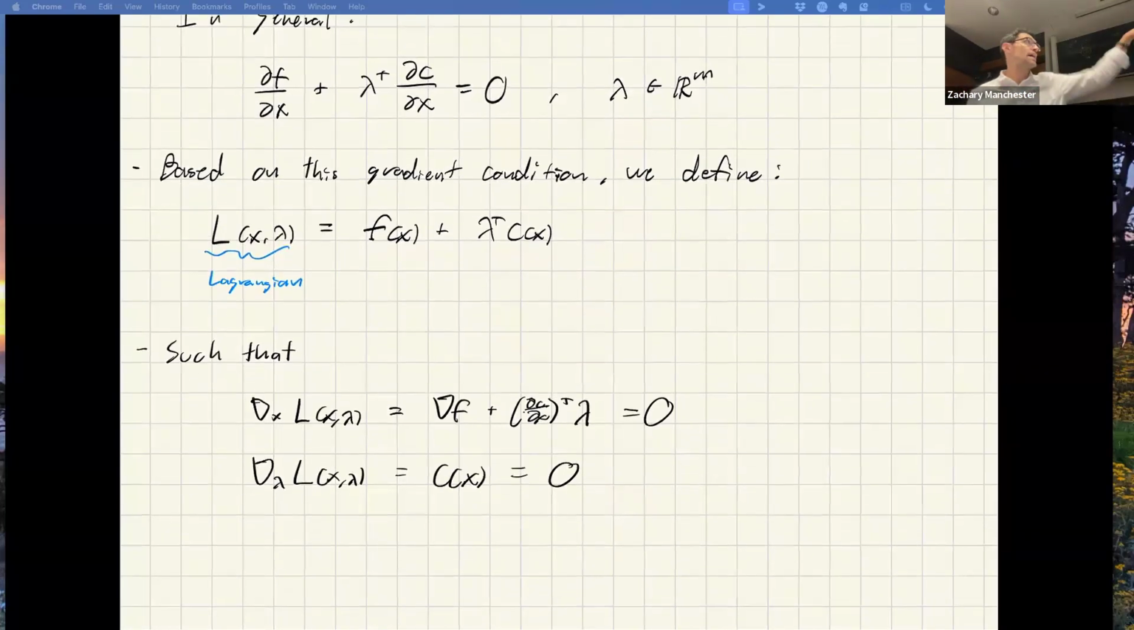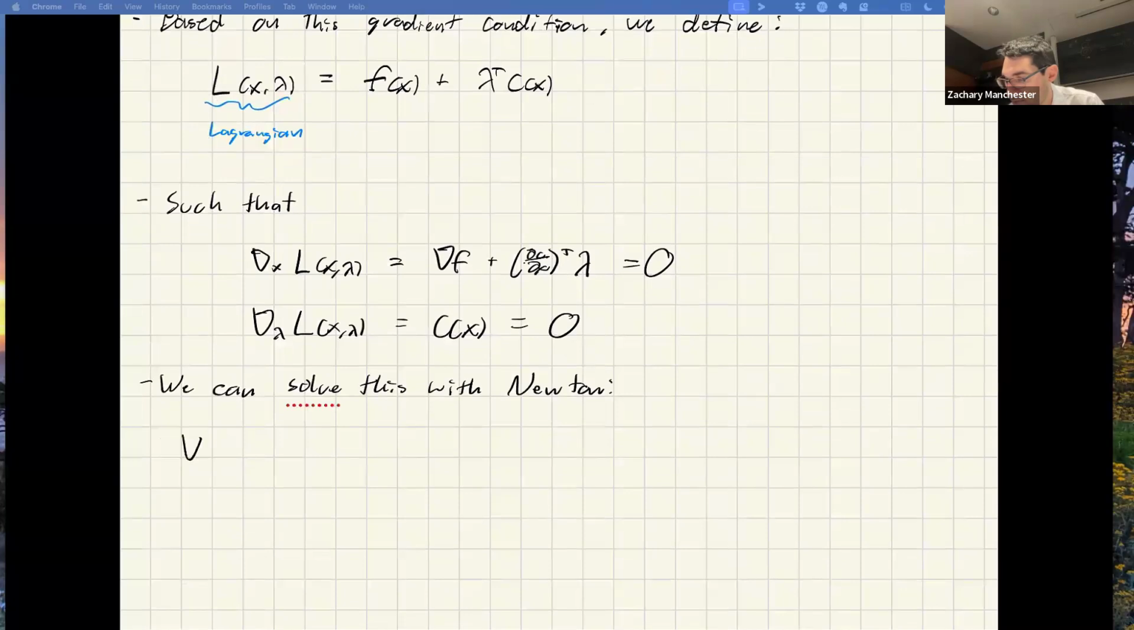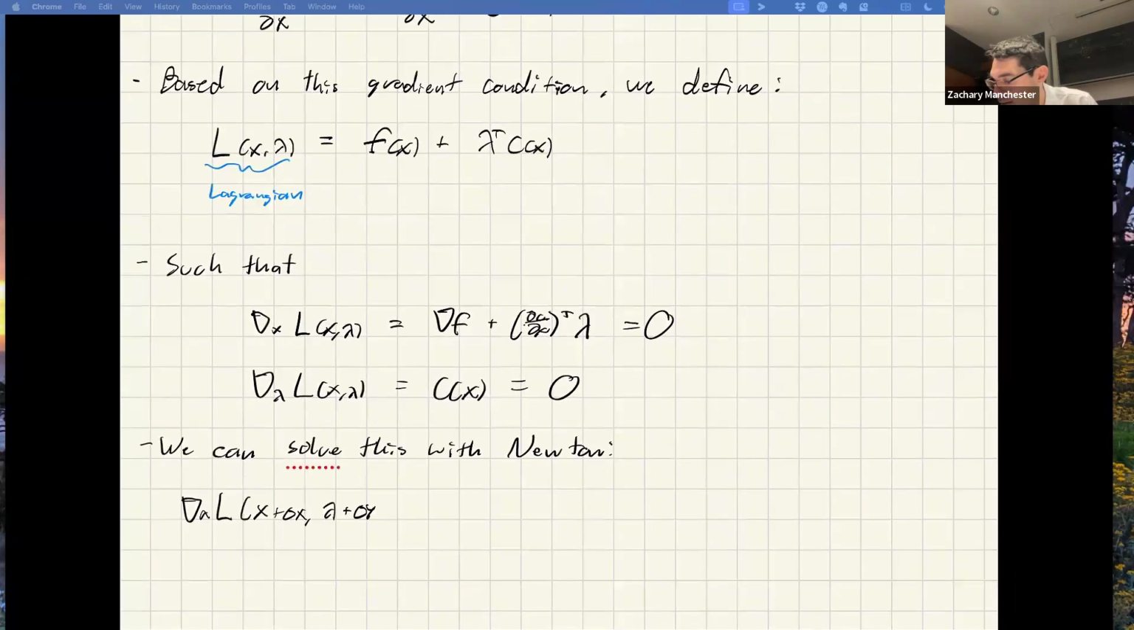And then we just solve those two conditions, right? That's our whole thing. Those are the two things we needed. That's number 1 and number 2 from the very beginning. We just solve that whole thing with Newton. So I'll write that down for you. We're going to Taylor expand the whole thing. So that grad x of L, we're going to write it as x plus delta x, lambda plus delta lambda.